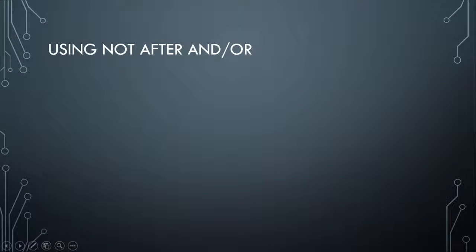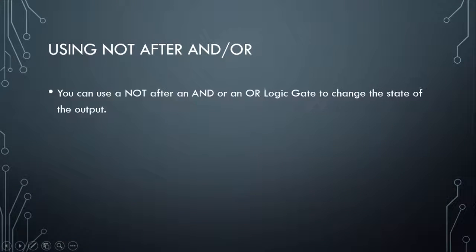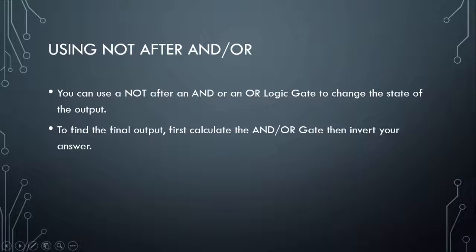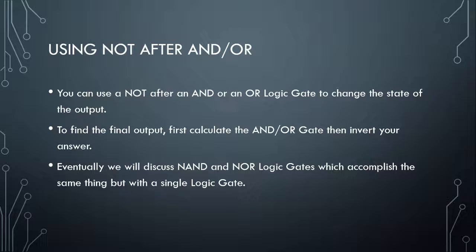Now you can use NOT after an AND or an OR statement, and that will change the state of the output. So to find the final output, first we're going to calculate the AND or the OR gate. And then once we find out that answer, whether it's true or false, we would then invert the answer to false or true. Now eventually we're going to discuss NAND and NOR logic gates, which accomplish the same thing I just mentioned here, except the advantage is that it's all done in one single logic gate. So you don't have to write a logic gate for an AND statement and then write a logic gate for an OR statement.